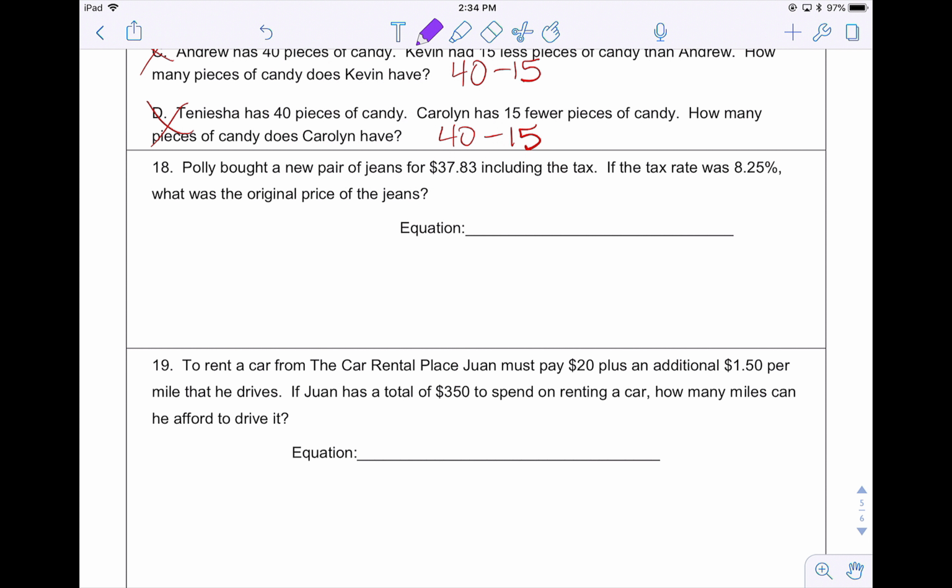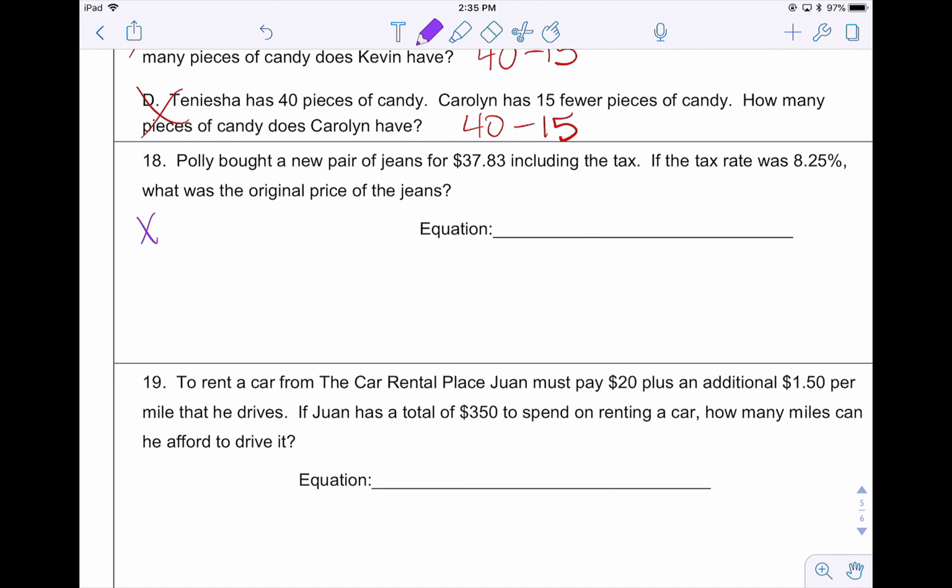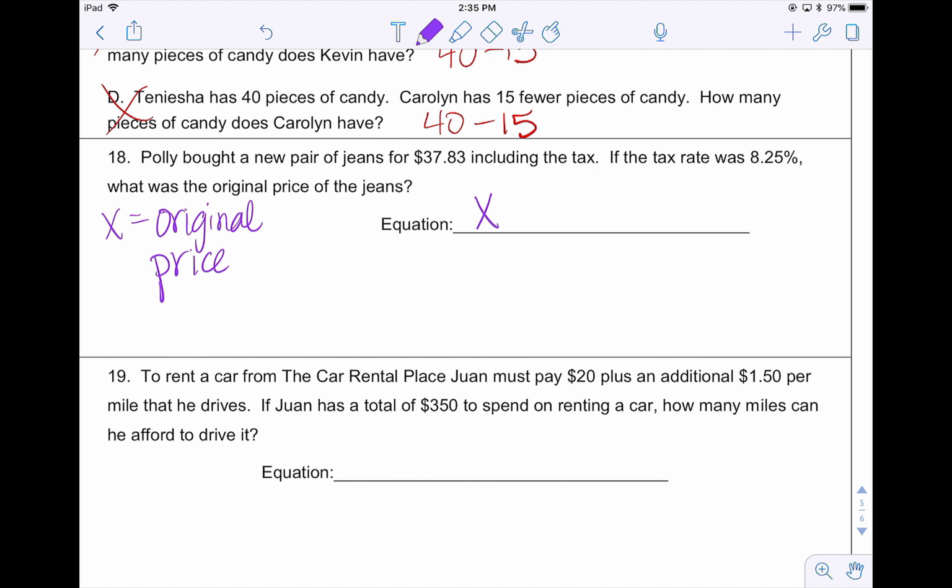18, Polly bought a new pair of jeans for $37.83, including the tax. If the tax rate was 8.25%, what is the original price of the jeans? So what we know for the equation is that x equals original price. So that was something we were supposed to write down. So when we buy stuff, we start with x, the original price. We know how much it costs at the beginning. We don't know on this one, but we're going to find out. Then what they do for tax is they add this percent as a decimal, so 0.0825, and they multiply that by the original cost. So you have your original.